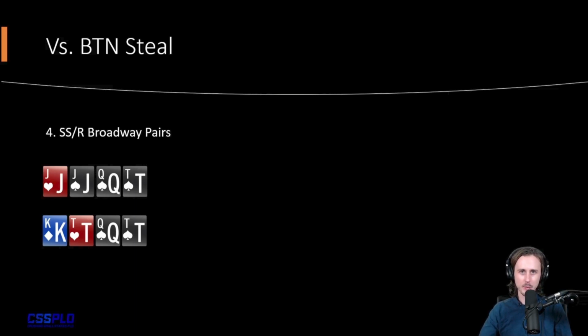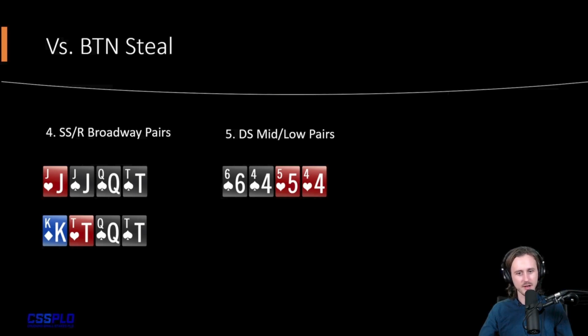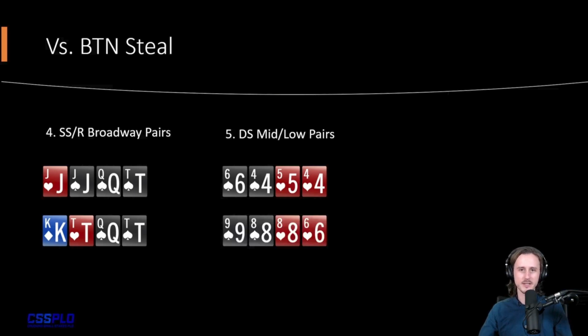These hands have a high pair and have connectivity and are therefore too strong to fold, but they don't play great as a 3-bet, not being double-suited and also not blocking any of the 4-betting ranges by not holding an ace. Double-suited mid-low pairs, for example, hands like 6-5-4-4 as well as 9-8-8-6. These hands are fine calls in the small blind, but they don't want a 3-bet here.